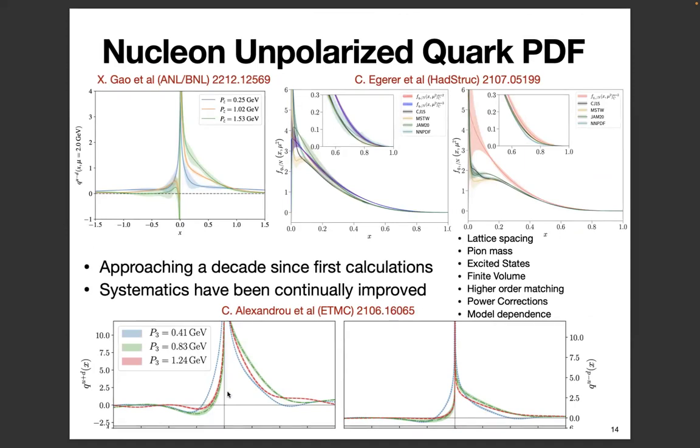So many people calculate these things, and they're trying to scan the various systematic errors they have. This is the sort of work for the unpolarized quark distribution, the one which experiment knows really well, and we've been benchmarking with the experimental numbers to compare to. As you see here, the group out of ANL, BNL, and maybe MSU, as they increase their momenta and improve their power corrections, are approaching something which looks more like the true PDF. Similarly down here for the group of ETMC, and we have our calculation here that Colin Egerer did. And we're getting right in the same ballpark.